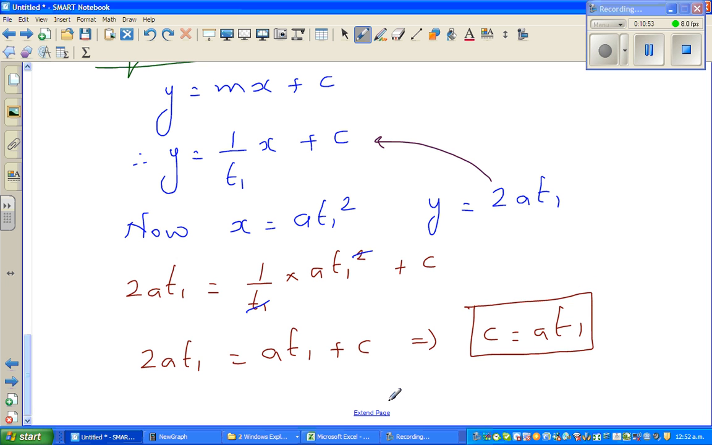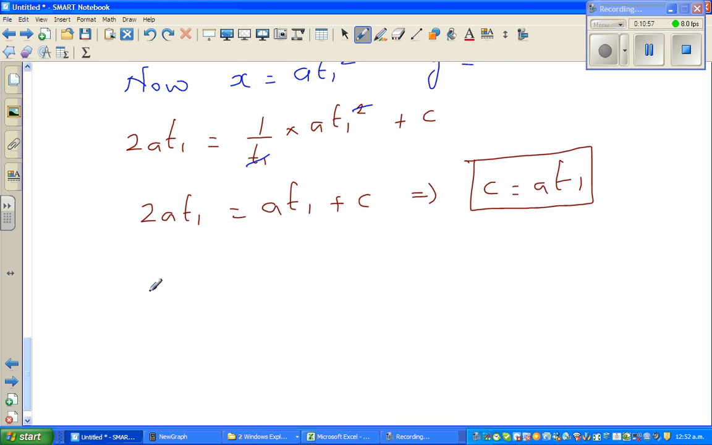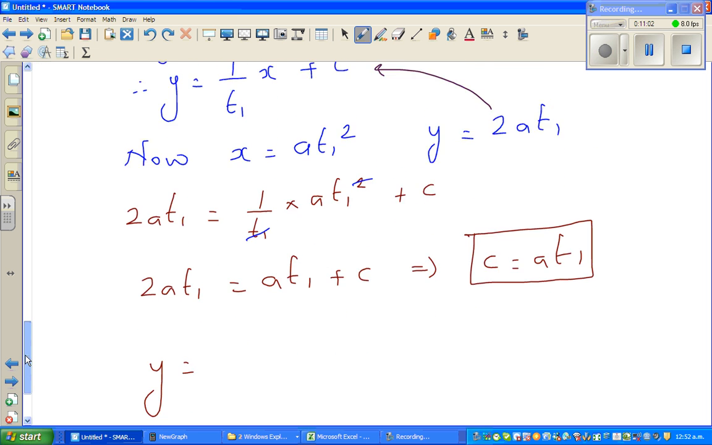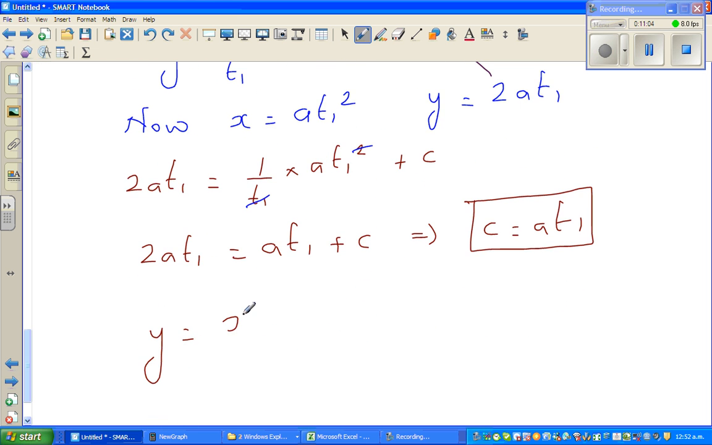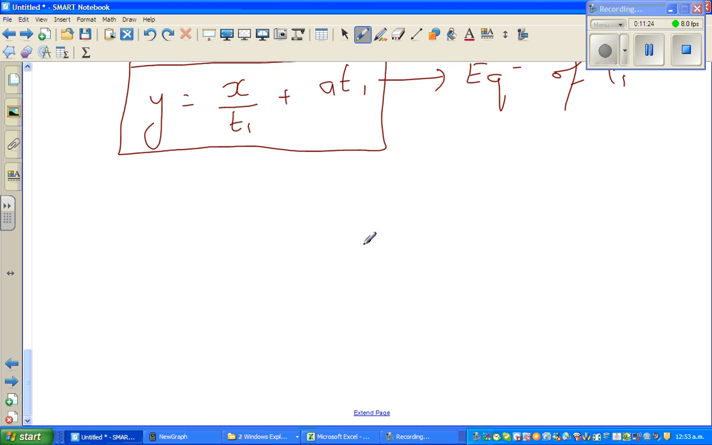Okay, so in calculus you should be ready to think in an abstract manner. So your equation is y is equal to 1 over t1 times x, or x over t1, plus at1. So this is your equation, this is the equation of L1. Now the equation of L2.